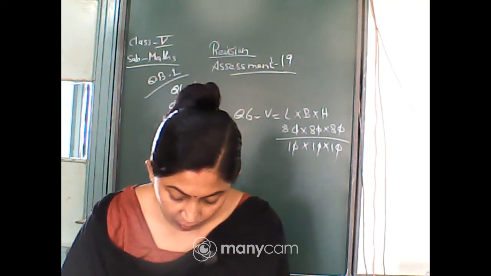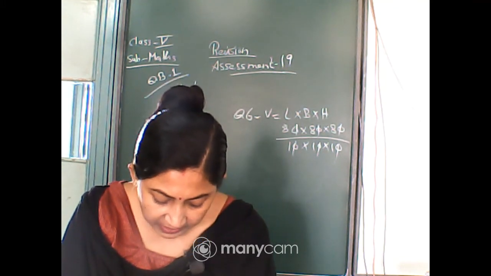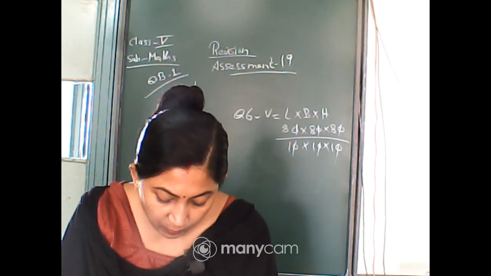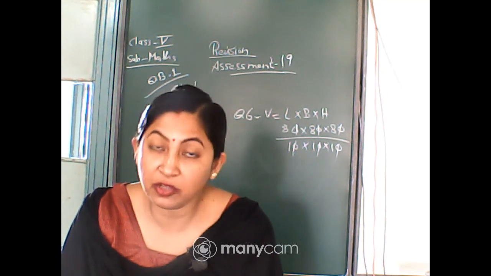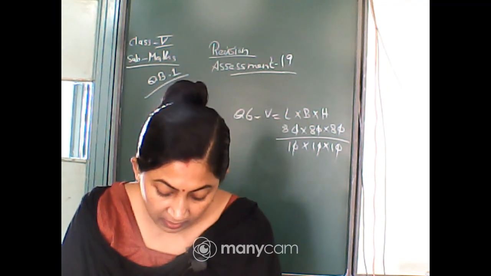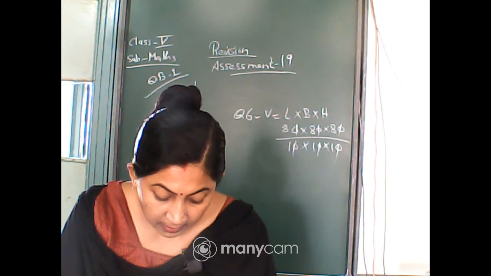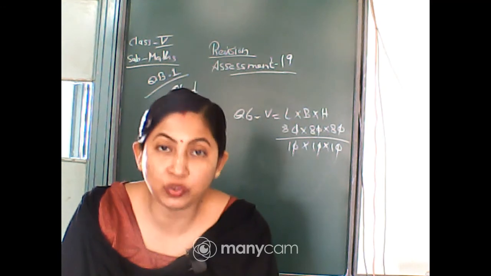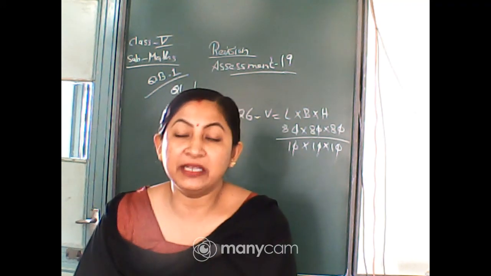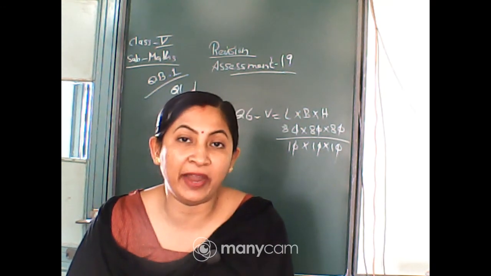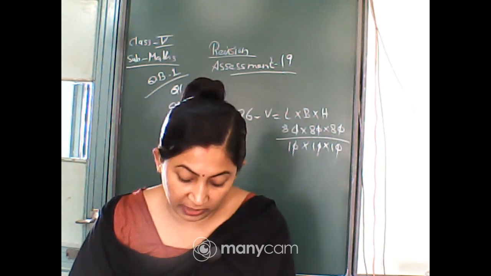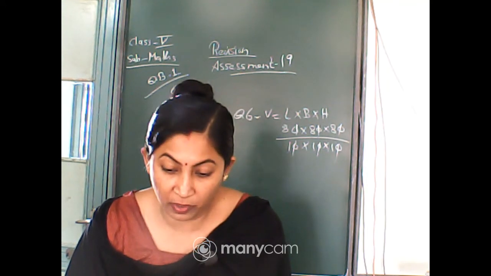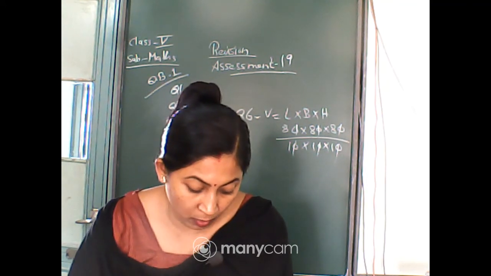Okay, come to the next one. A cube of side 6 centimeter is cut into small cubes, each of side 2 centimeter. How many small cubes will be formed? This is also the same way. You have to divide the cube of 6 centimeter by the small cube which has the side 2 centimeter. The bigger cube, that is the 6 centimeter, that volume is to be divided by the small cube, that is 2 centimeter. Clear?